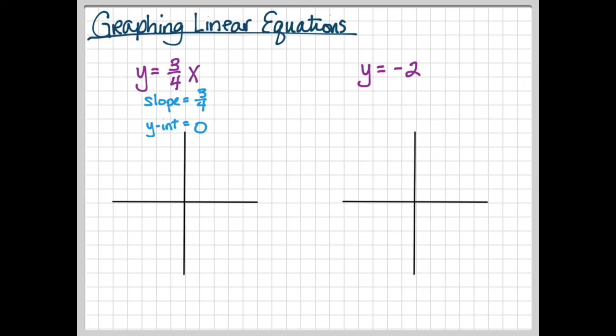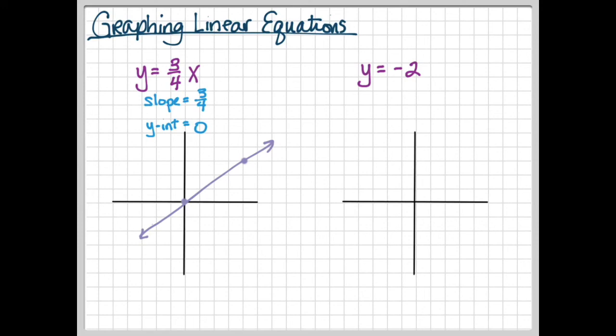From that point, we'll just do what we've been doing. Put a dot at my y-intercept, which is 0. From that point, we're going to use our slope to get to our next point. We go up 3 because our numerator is 3 and it's positive, and then to the right 4: 1, 2, 3, 4. We put our dot, we connect our 2 points, and our line is done.